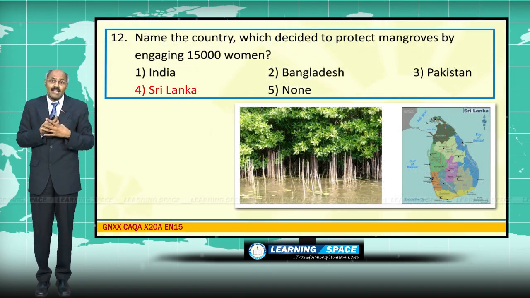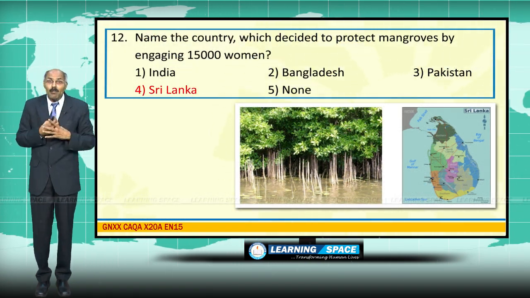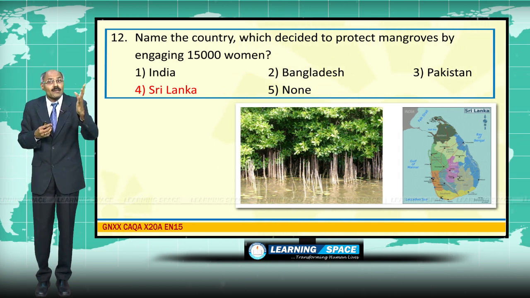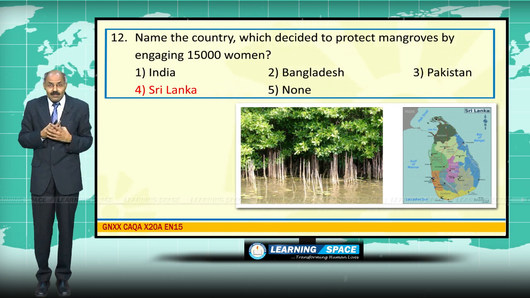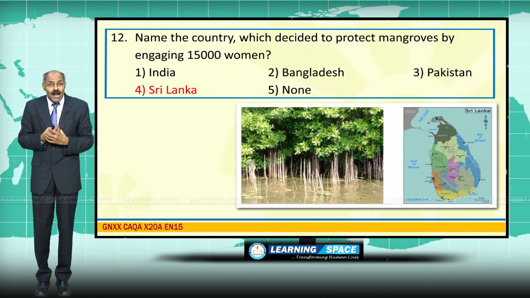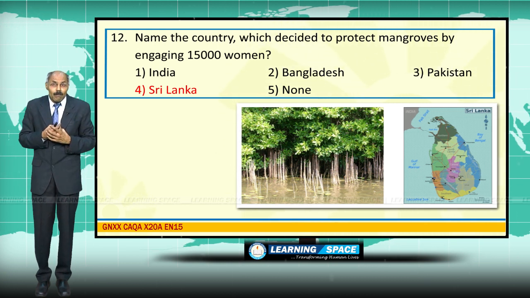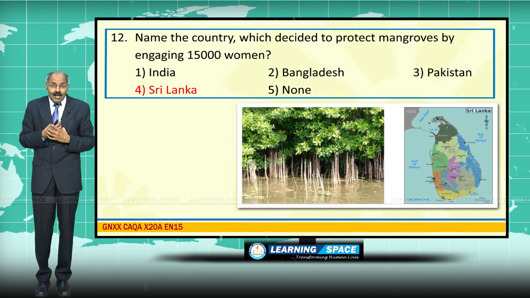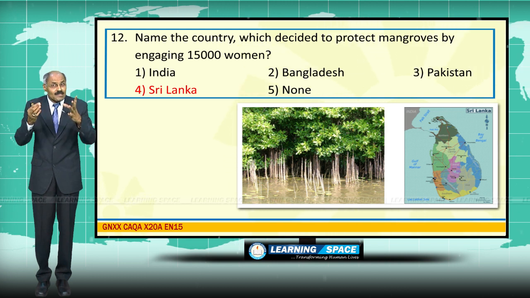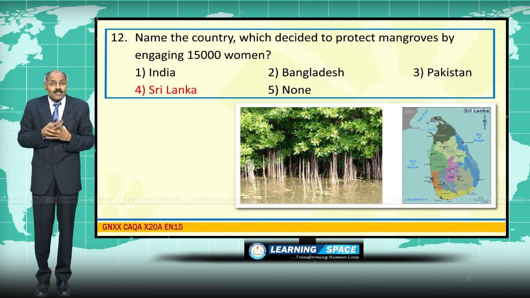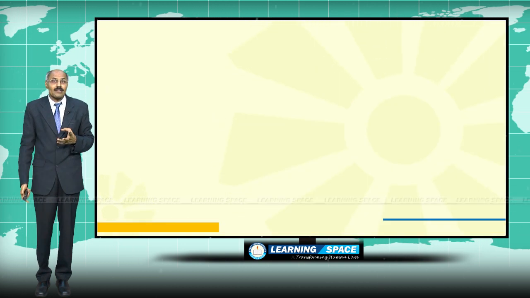To protect mangrove forests, Sri Lanka decided to engage 15,000 women by organizing them into groups. To protect mangrove forests in Sri Lanka, they decided to entrust the task to 15,000 women, and it is around a £2.2 million project. And the Sundarbans, the largest mangroves in the world, are situated in Bangladesh and West Bengal of India. Please don't forget. Look into the next one.